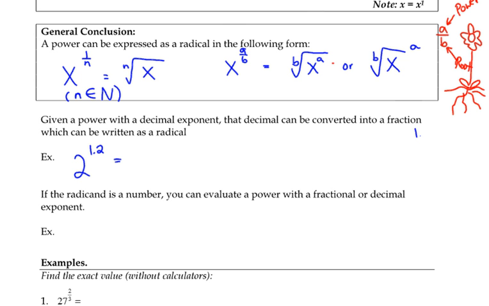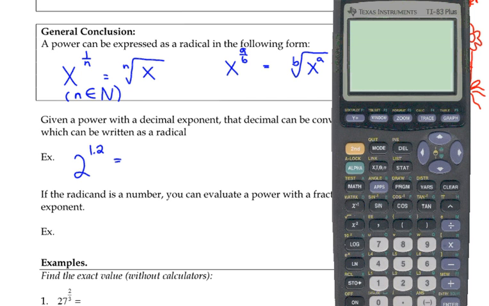Okay, first of all, you should know, what place value is this? The tenth. So we're going to take 12 over 10. Or what can you do in your calculator? Math, enter, enter. So 1.2.